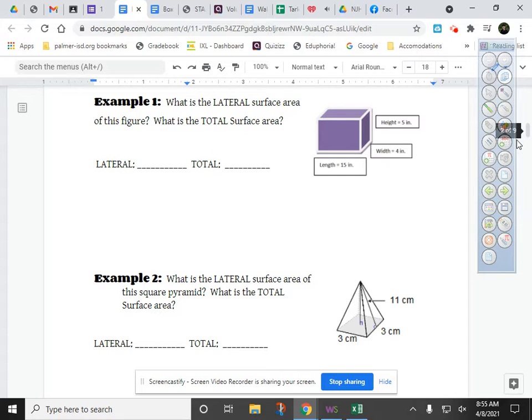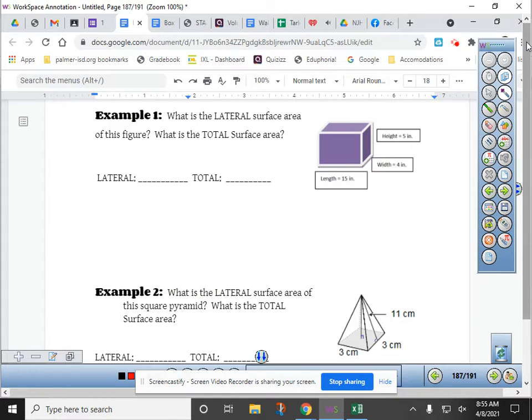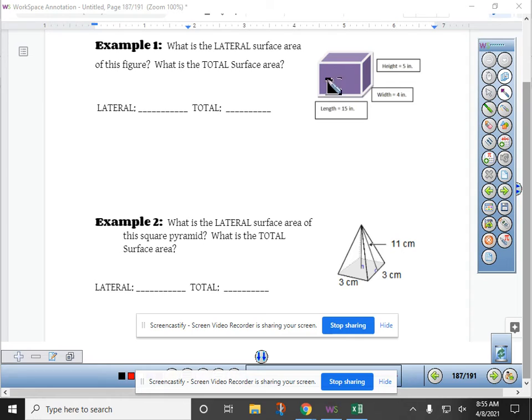So on example 1, I want you to watch and not write. That is what? Square pyramid. Wait, rectangular. I'm sorry, what? Rectangular prism. That is a rectangular prism. Okay?